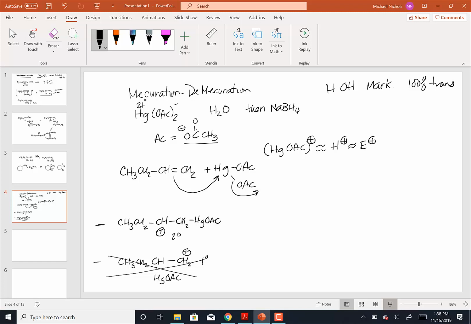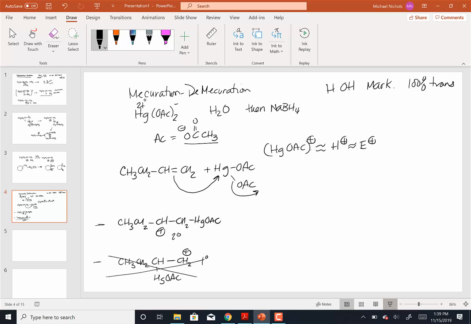So the mercury will add Markovnikovly, you could say. Markovnikov's rule says you add H to the carbon with the most H's. I'm going to broaden Markovnikov's rule: you add the E plus, the electrophile, to the carbon with the most hydrogens, because that's going to give you the most stable carbocation. So in this case, this is the carbocation I'm going to form.